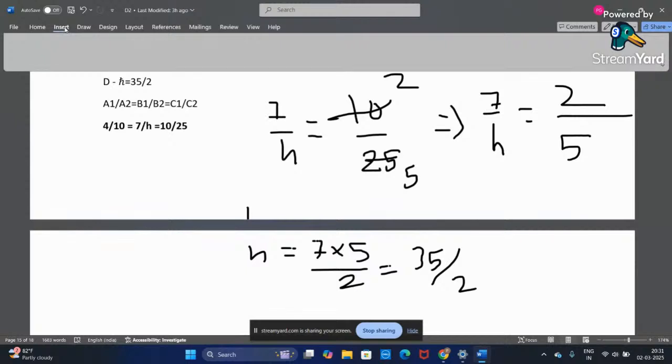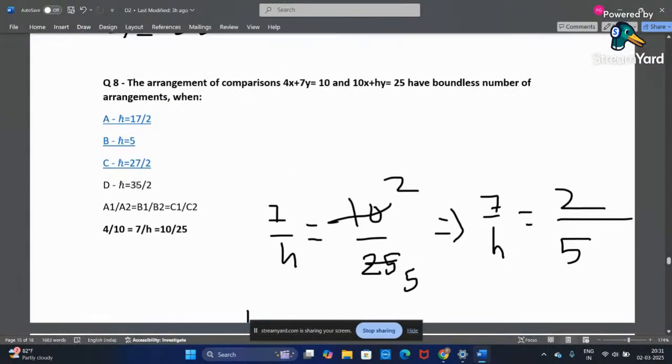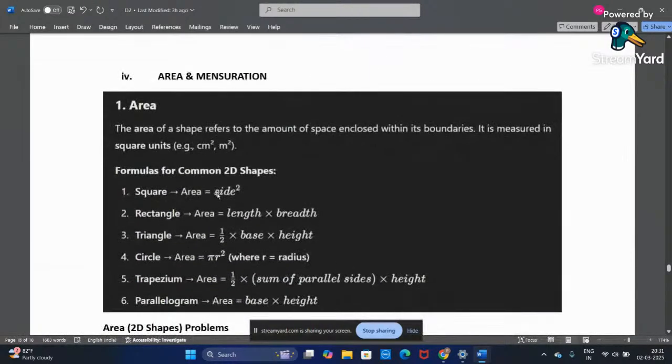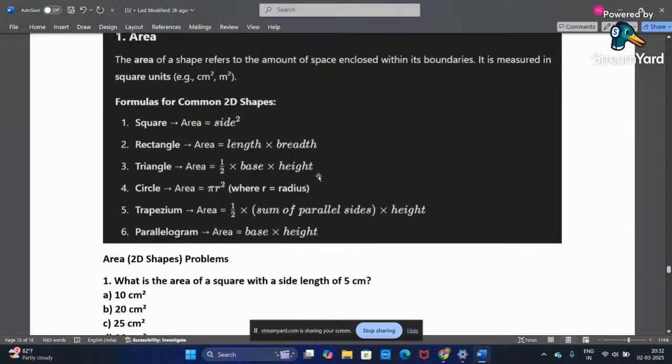Check the option. Yes, this is your answer. Okay, we'll move on to the next topic. Just make a note of this. We are moving to area and mensuration. Just make a note of this or take a screenshot of this formula. Based on this formula, we are going to solve the problems.